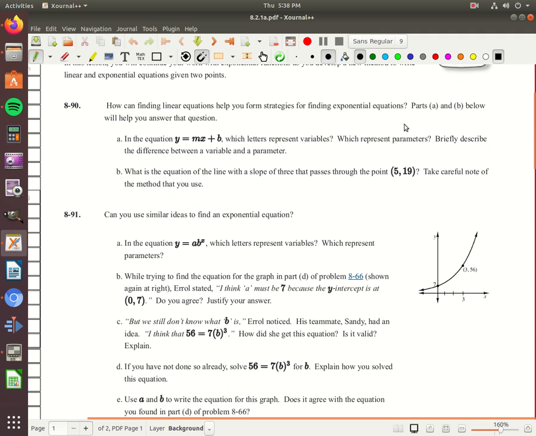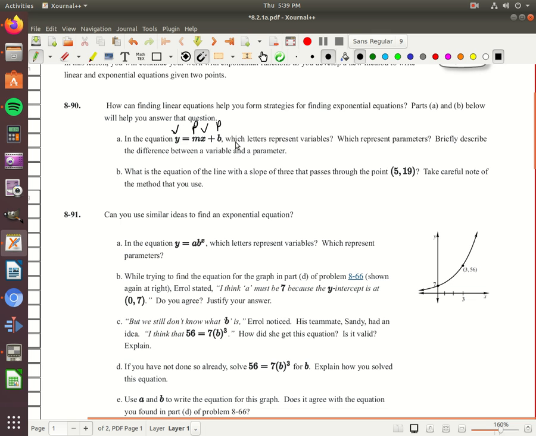So how can finding linear equations help you form strategies for finding exponential equations? Parts A and B below will help you answer that question. So in the equation y equals mx plus b, which letters represent variables? That would be x and y are variables. And which represent parameters? M and B represent parameters.